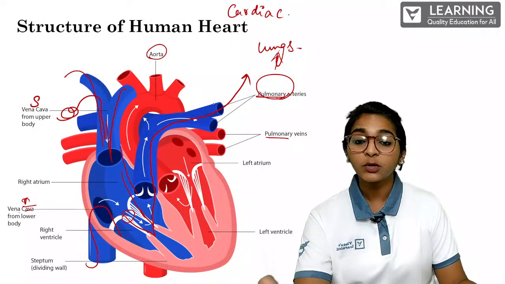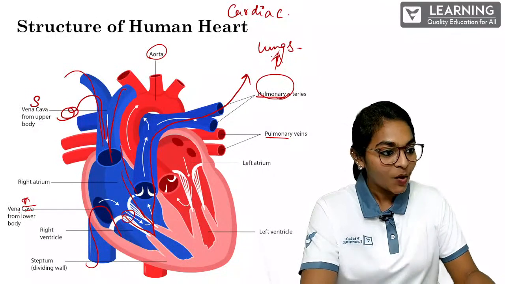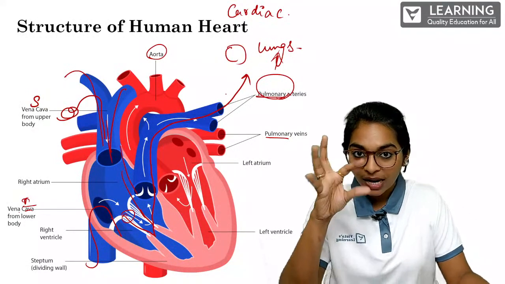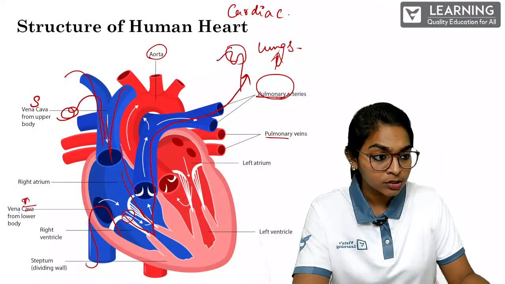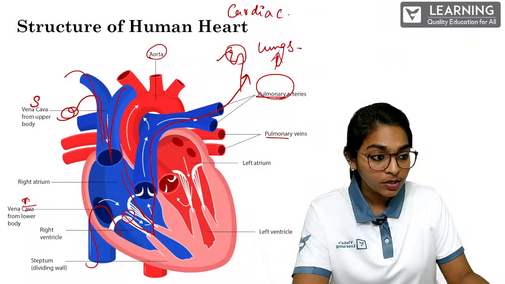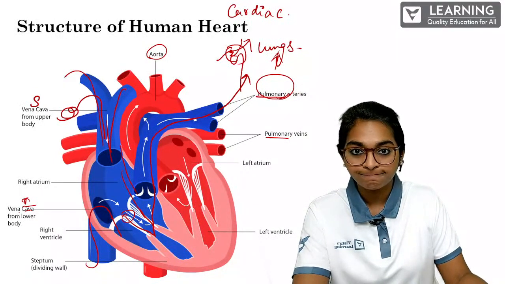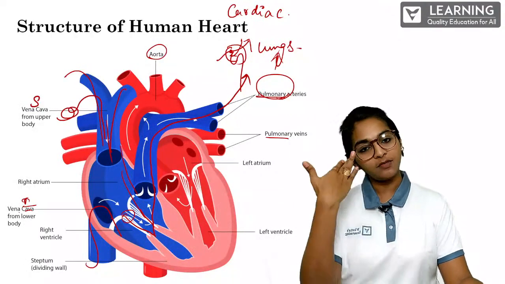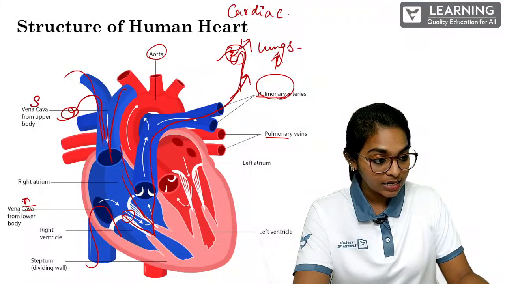Purification happens inside the lungs. You will have the alveoli. The arteries will branch and end in capillaries. From here, the carbon dioxide escapes out into the alveoli, and from the alveoli, oxygen enters into the capillaries. Is it clear? So this carbon dioxide gets expelled, and when we inhale, that oxygen goes into the capillaries.